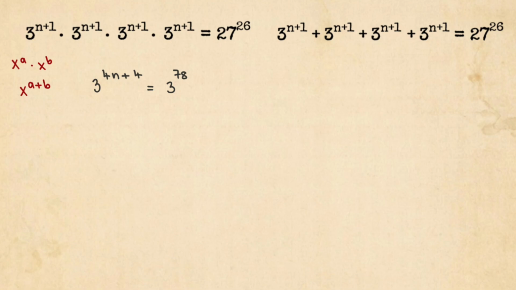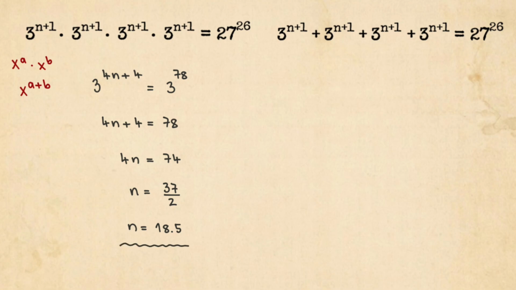Once again, the exponents need to be equal to each other. So 4n plus 4 equals 78. Subtract 4 from both sides and then divide both sides by 4. We get n equals 74 over 4 or 37 over 2, which is equal to 18.5.